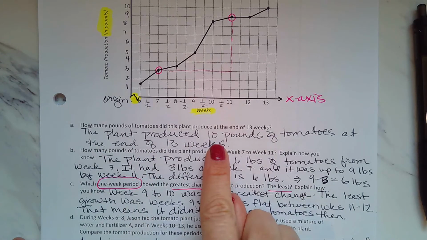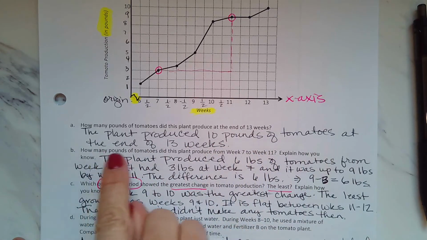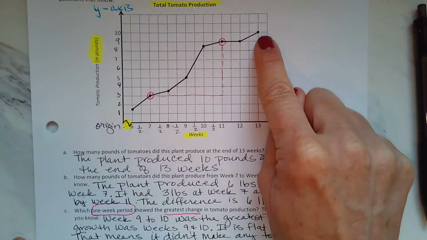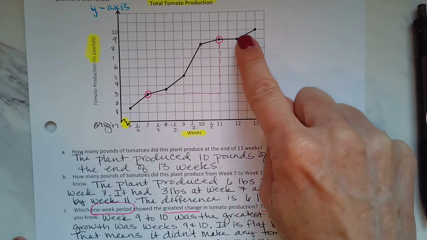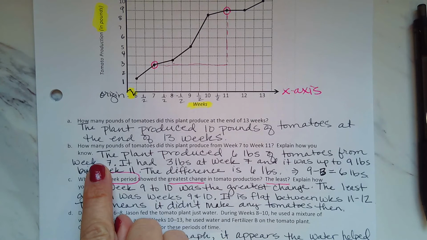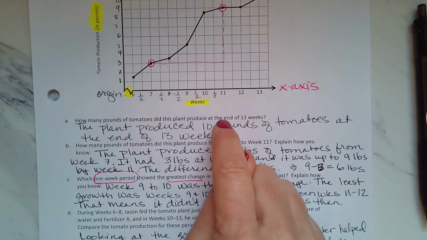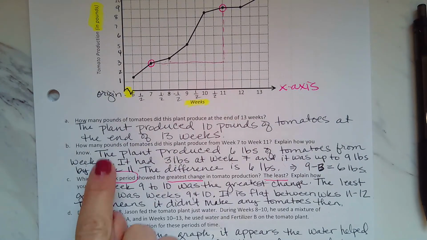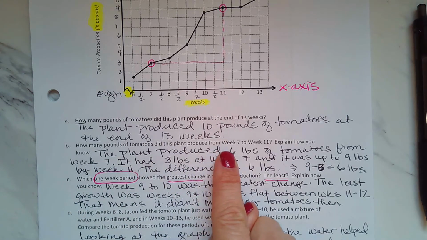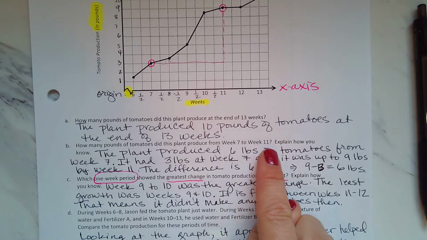The plant produced 10 pounds of tomatoes at the end of 13 weeks. So 13 weeks, 10 pounds of tomatoes. I didn't just write 10, so I explained it. How many pounds of tomatoes did the plant produce from weeks 7 to week 11?